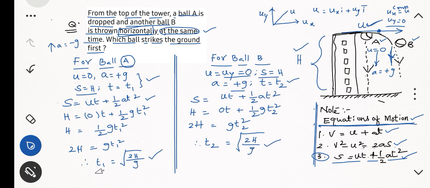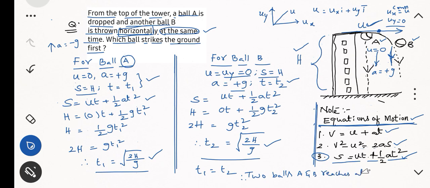So we can clearly say that from these two expressions t1 must be equal to t2. Therefore, the two balls A and B reach the ground at the same time. That is, the time taken by the ball A to reach the ground and the time taken by the ball B to reach the ground is equal in this case.